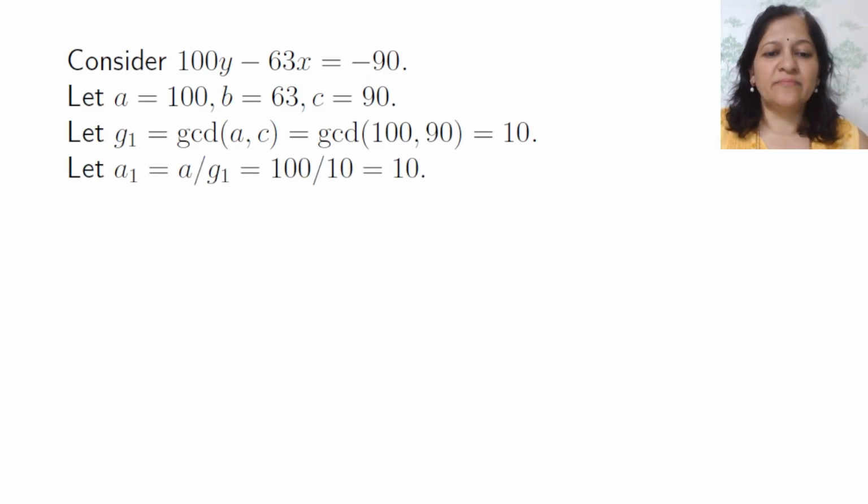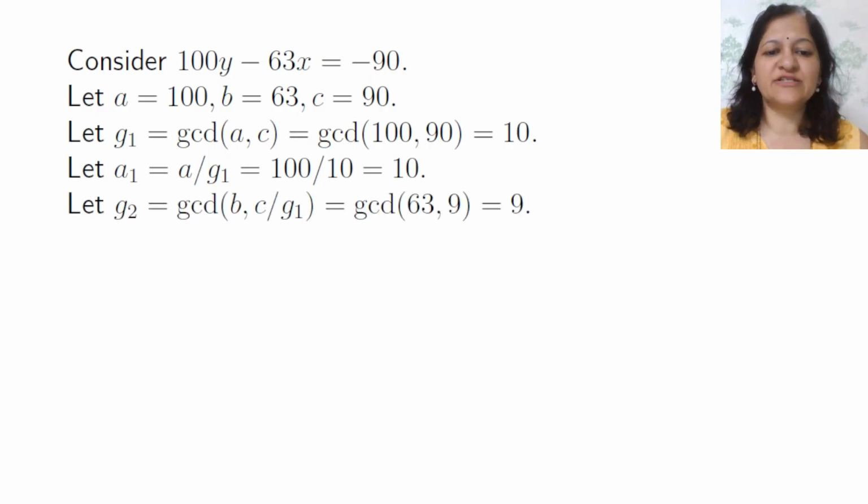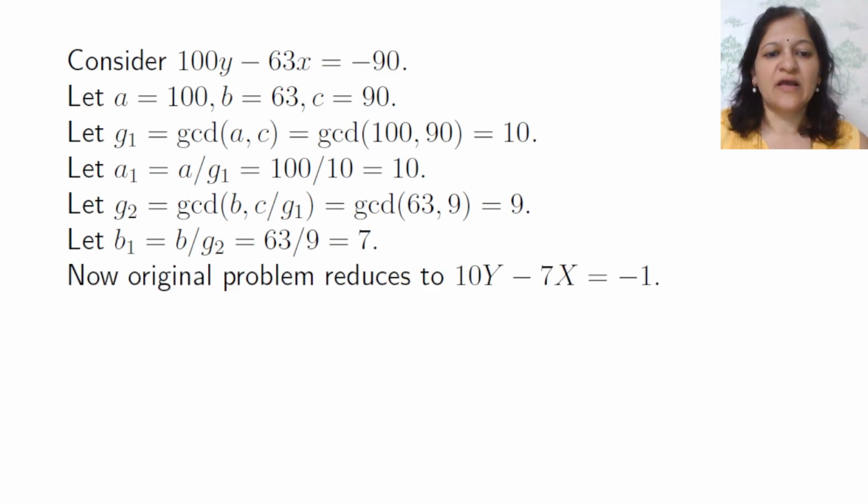Let A1 be A upon G1, which is 10. Then G2 is the GCD of B, meaning 63, with C upon G1, meaning 9. Then the GCD of 63 and 9 is 9. Then divide B by G2, so we get B1 equal to 7. Now the original problem reduces to 10y minus 7x equal to minus 1, and these numbers are very small as compared to the original equation.